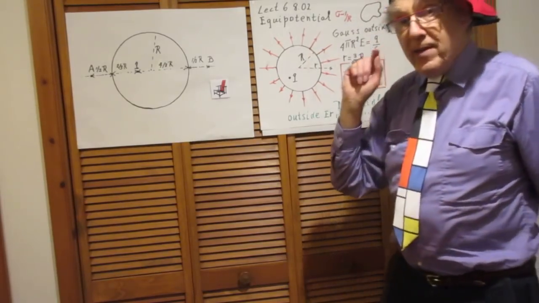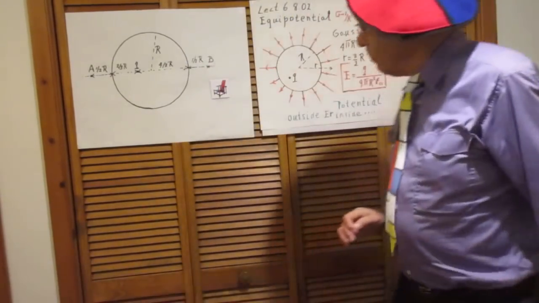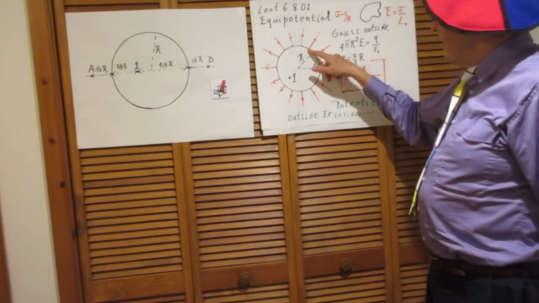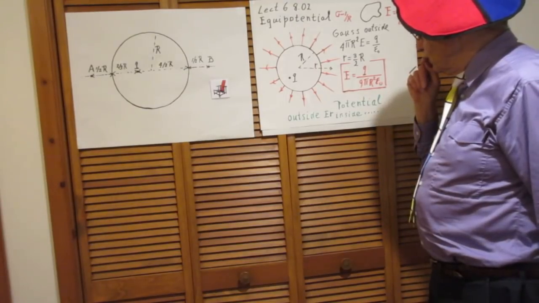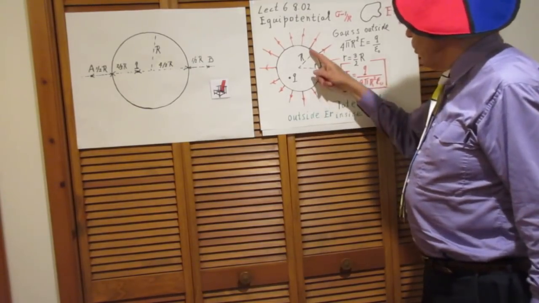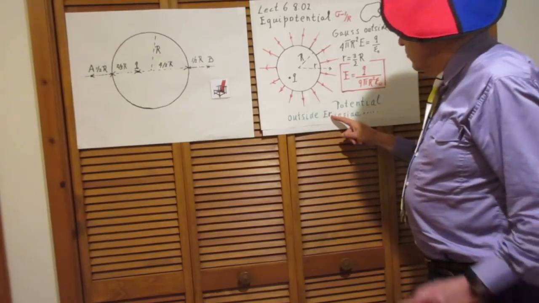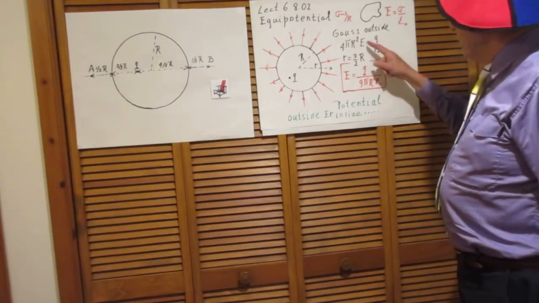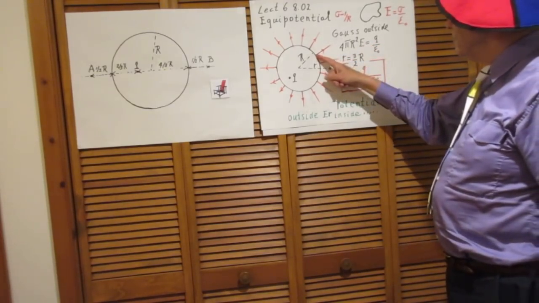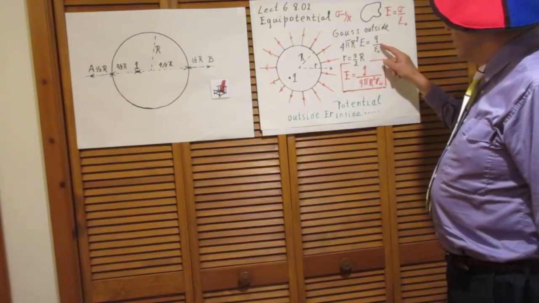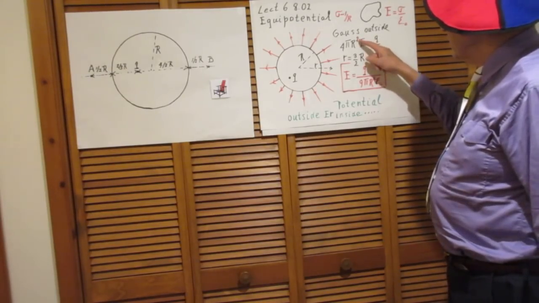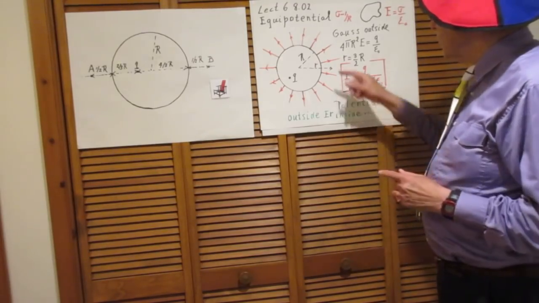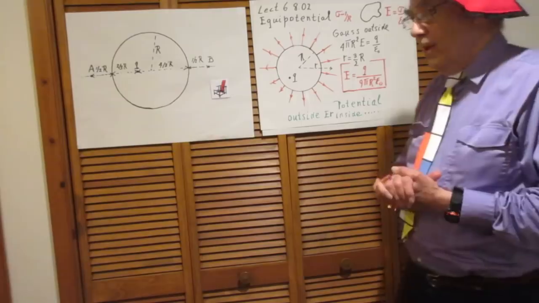And when you do that integral, which of course I do in my lectures, the potential at that point is the E field at that point times the radius at that point. So if you had the E field at this point, you multiply that by the radius, so this r squared becomes an r. That is the electric potential at the outside surface.